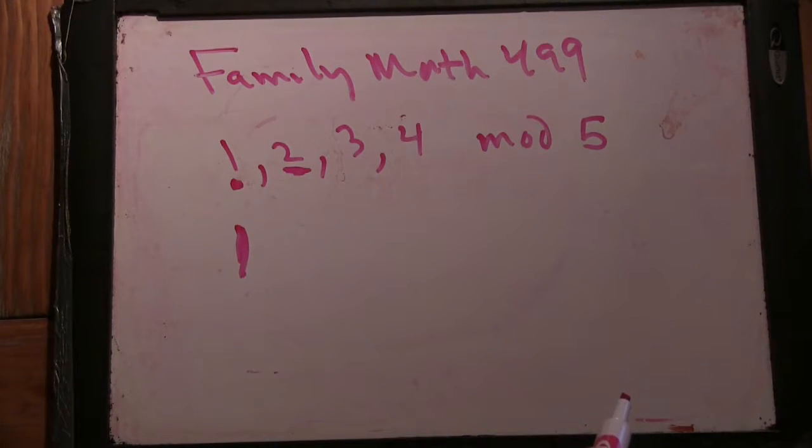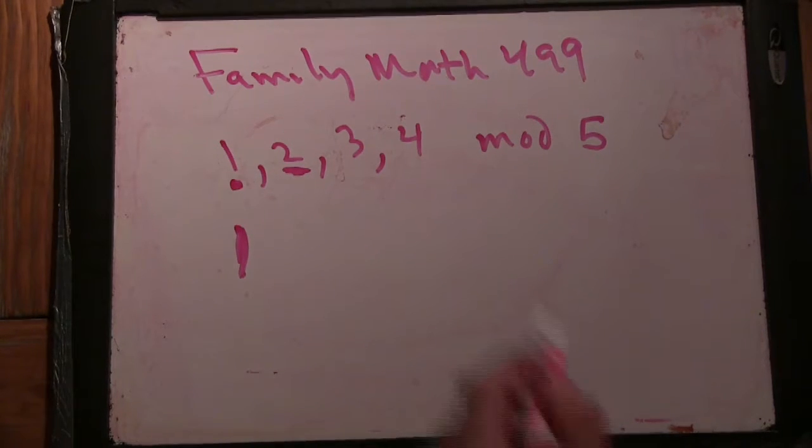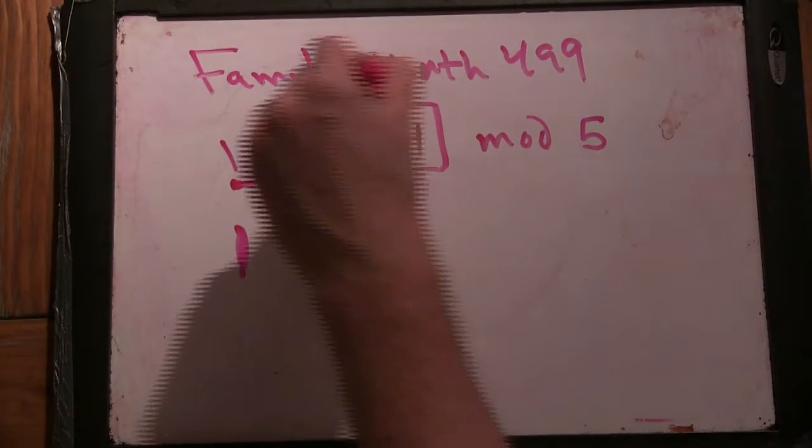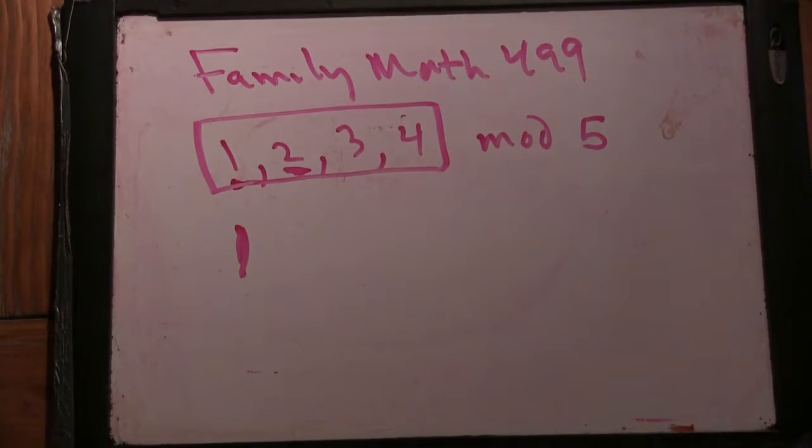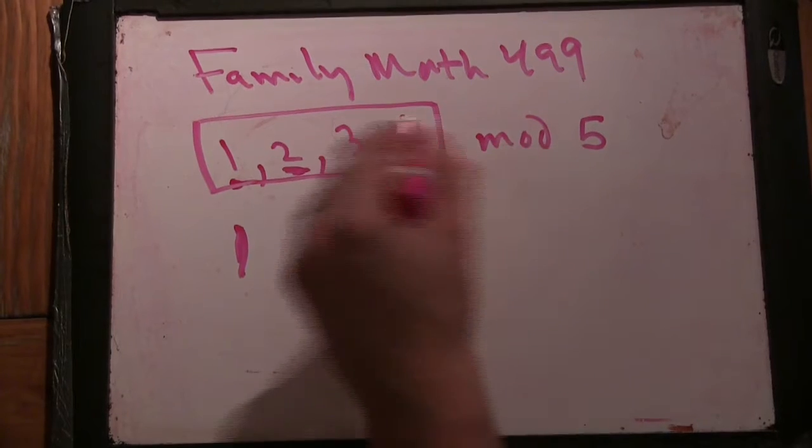Well, you can multiply it by 1/2. Yeah, but I don't have a 1/2. I only have the numbers 1, 2, 3, and 4. You can multiply by 3, because then I get 6, which is a remainder of 1 mod 5.